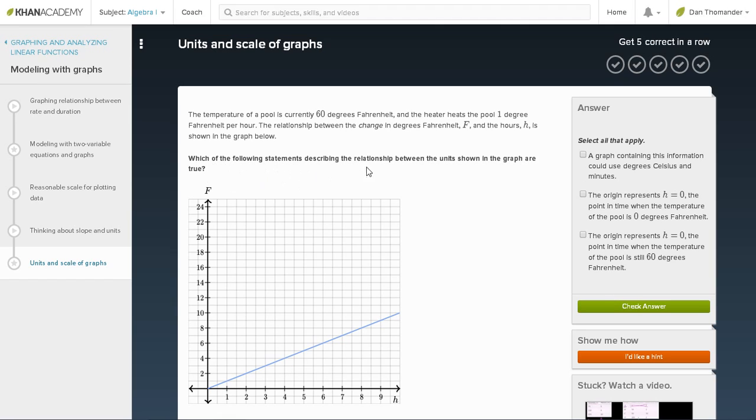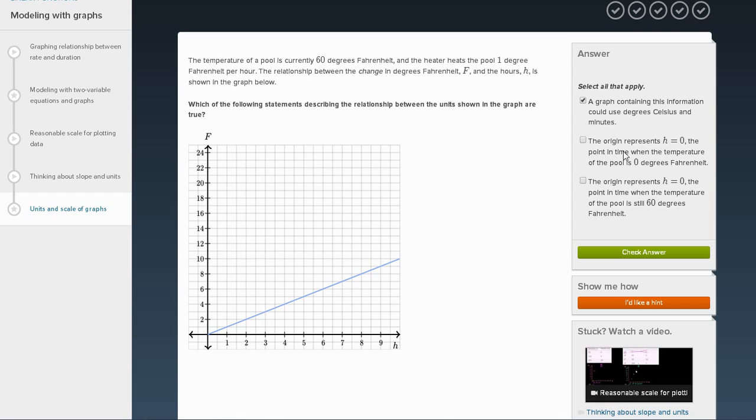So let's see, which of the following statements describing the relationship between the units shown in the graph are true? A graph containing this information could use degrees Celsius and minutes. Well, it could. You'd have to convert. I don't know if that's an answer they want, but it could if you would convert it. Okay, the origin represents H equals 0, the point in time when the temperature of the pool is 0 degrees. No, we have to look closely, but F is the change in degrees Fahrenheit. That's what F is.